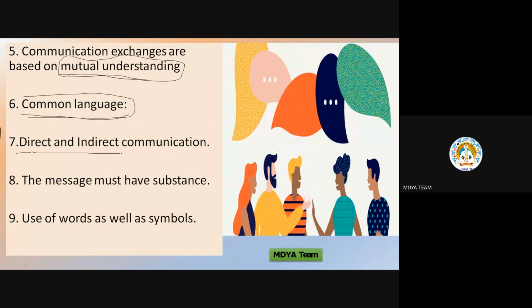Direct and indirect communication. Communication can be direct, like directly saying something to someone. In direct communication, there is open communication without any hidden message, and it's clear. Like if I need help from you, I'll say I need your help with this task. In indirect communication, I'm not directly asking you for help, but I'm making some gesture or expression so that you will come to know that I need this thing.